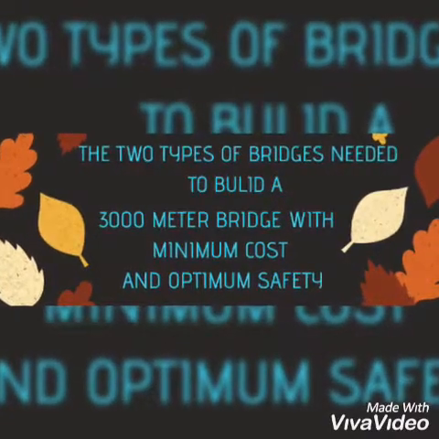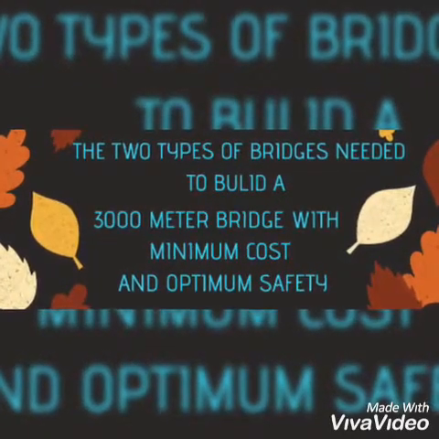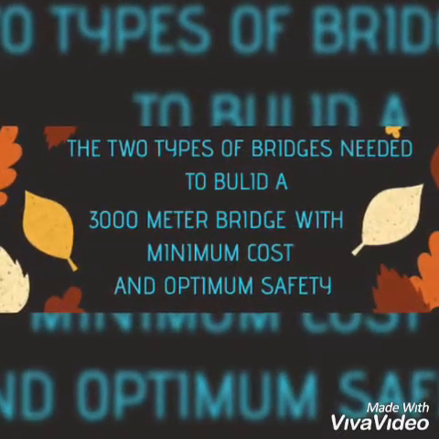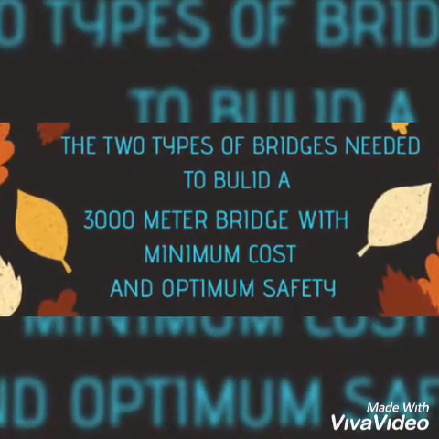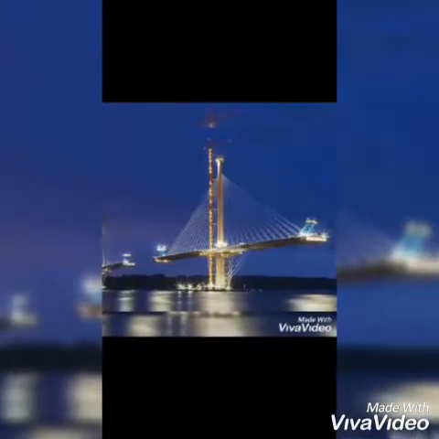The two types of bridges needed to build a 3000-meter bridge with minimum cost and optimum safety. Bridges are defined as a structure that spans horizontally between supports. Bridges function to carry vertical loads.